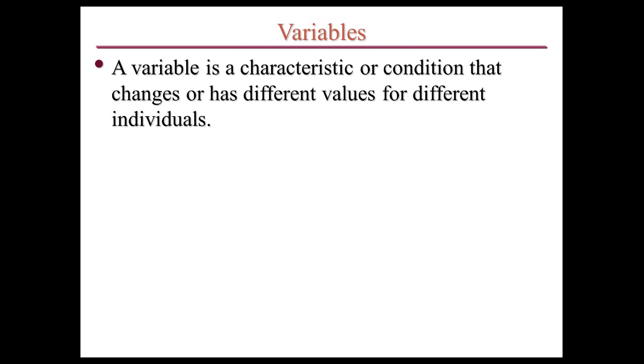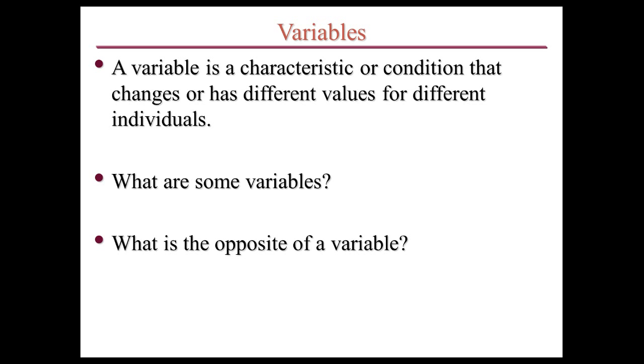So what are variables? A variable is a characteristic or condition that changes or has different values for different individuals. So the variable of gender has two values, male and female, generally speaking. So what are some other variables? Okay, so going back to the college student drinking example, college students can have one of four classifications for undergrads. So freshman, sophomore, junior, senior. So there are four values for the variable of college student classification.